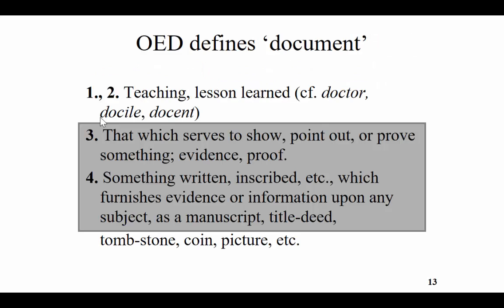Okay. All right, so if you look in the Oxford English Dictionary, then there are 4 meanings of document. Document derives from the Latin word for teaching. So a document is a lesson learned. But then the later meanings are that which serves to show or prove something. So a document is something which documents or proves something. And then when writing was invented, the word was used in a still narrower sense to mean something written or inscribed which proves something, which furnishes evidence. So title deeds are very important kinds of documents because they prove that you own your home, for instance.